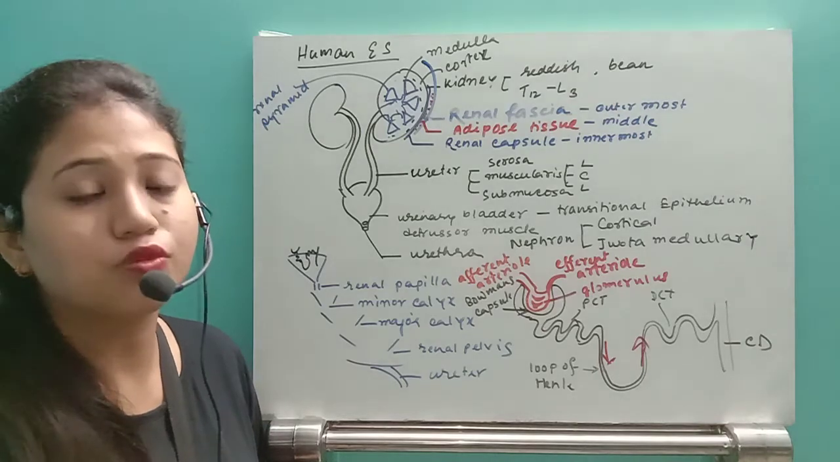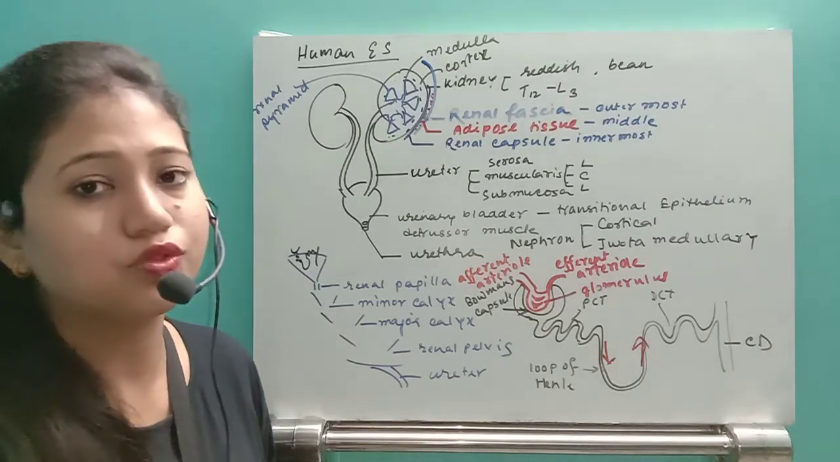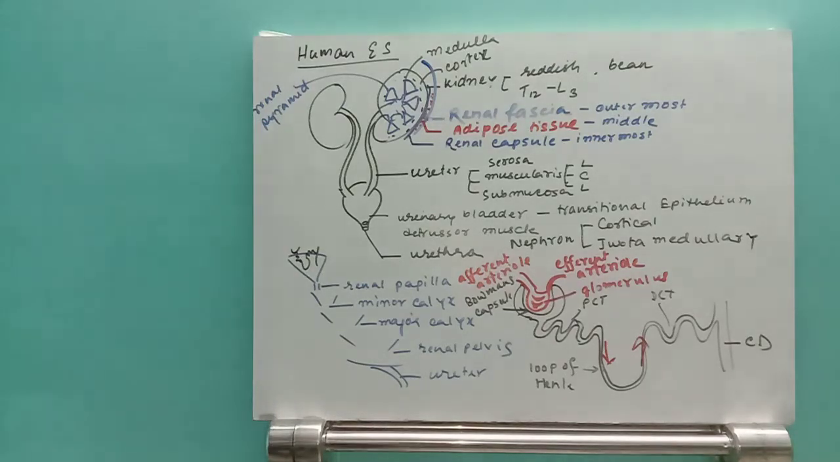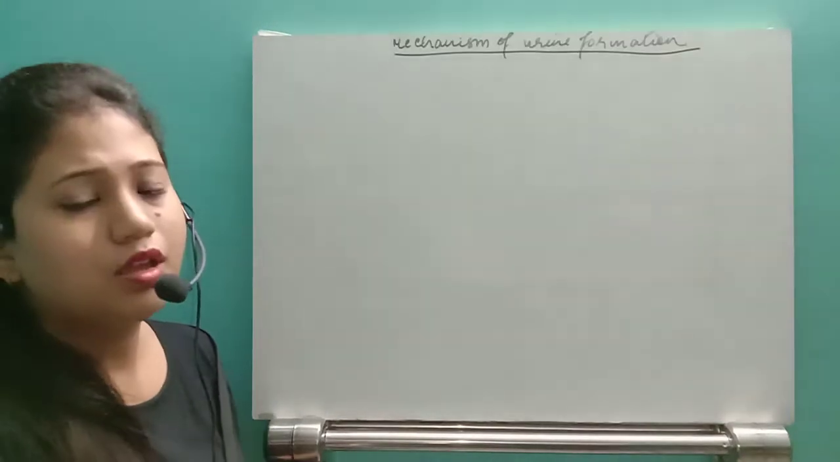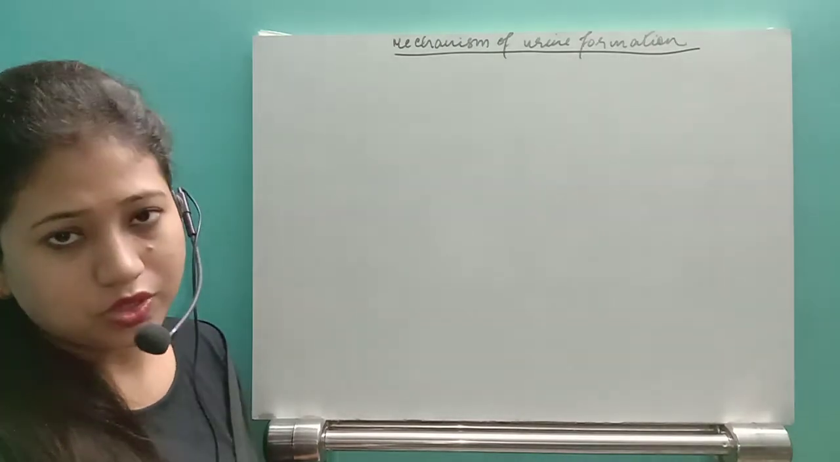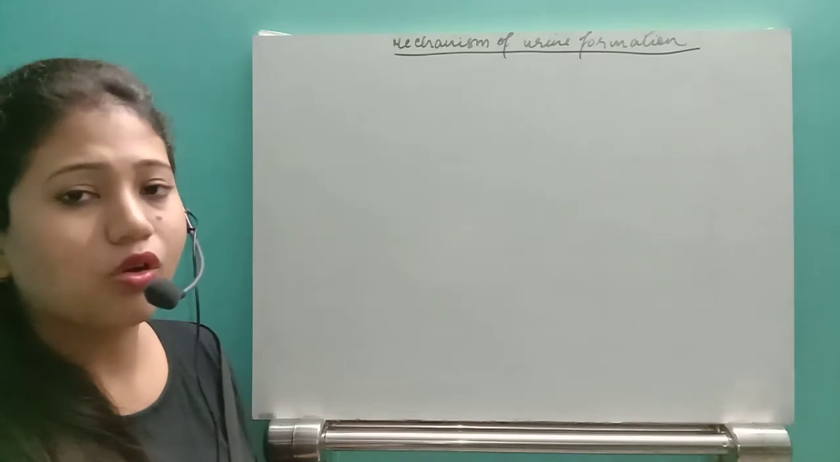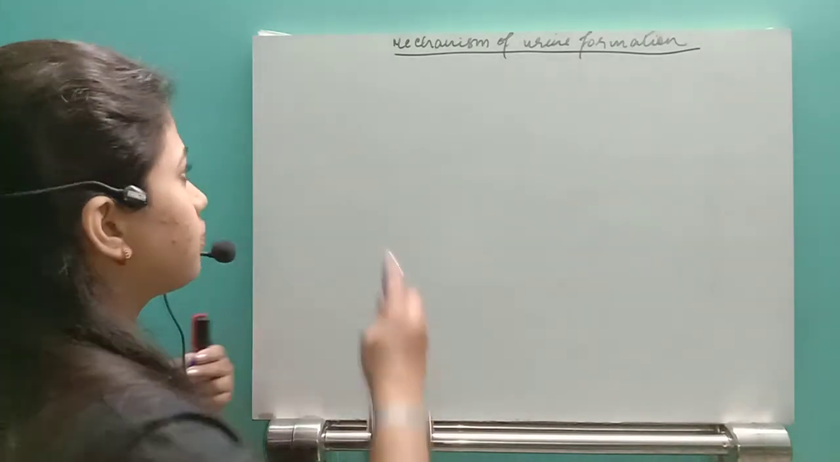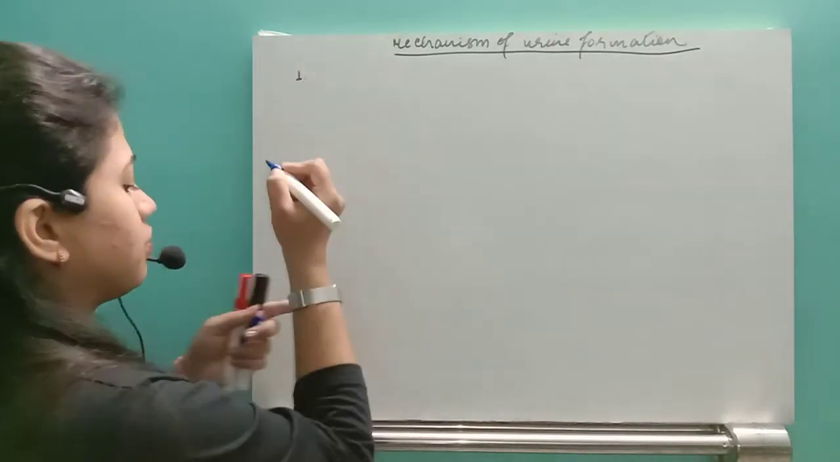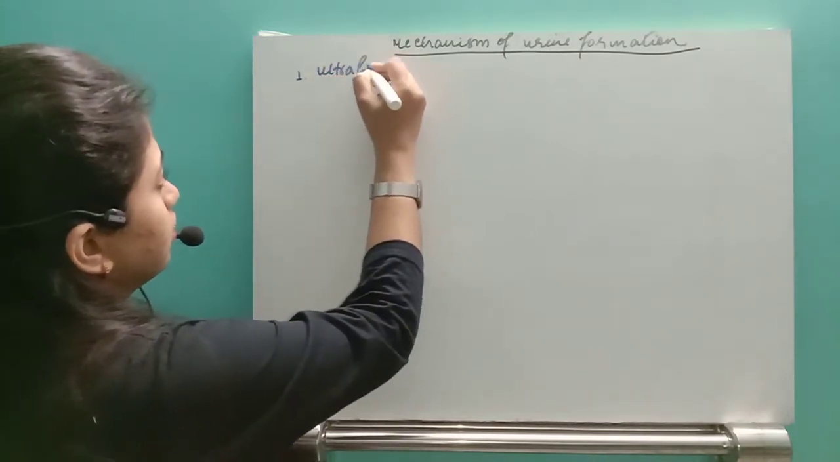After that, let's move to the next part, that is the mechanism of urine formation. In this mechanism of urine formation, the process occurs in three phases. What are they? First of all, ultrafiltration. So first we are going to have ultrafiltration.